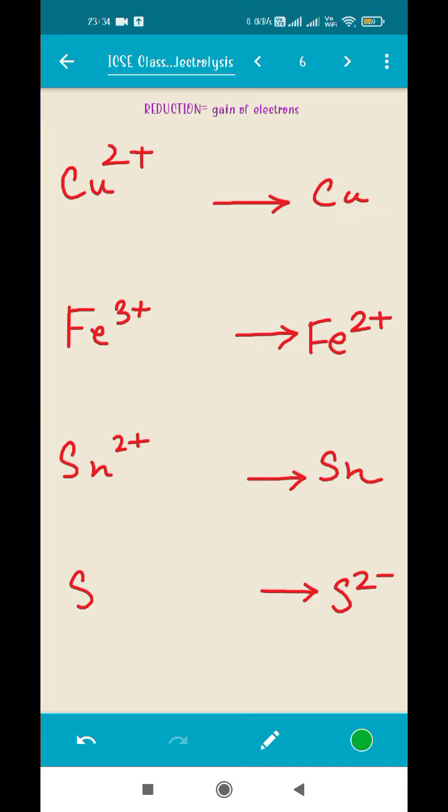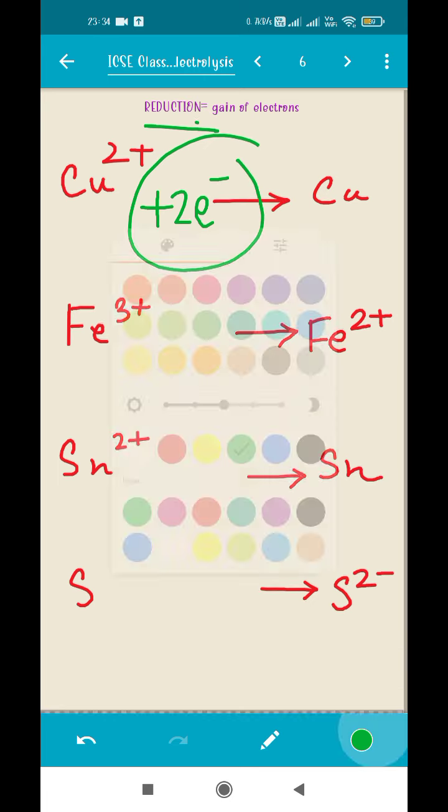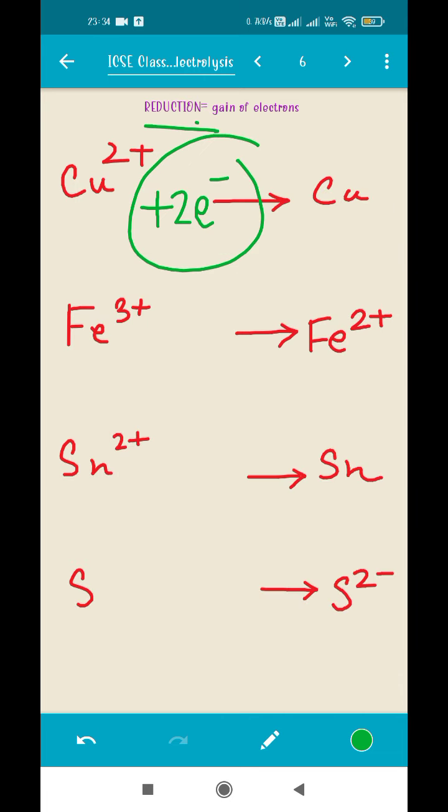So how many electrons have to be added in order to do this? It had 2 electrons less, so 2 electrons have to be added, obviously, in order to make it neutral. So see, there is a gain of electron. So it is reduction.